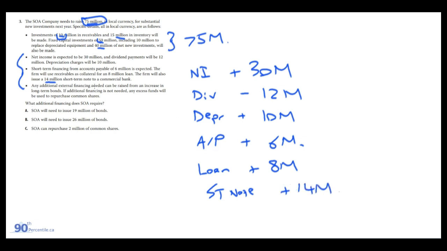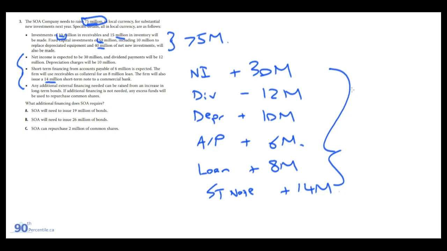Any additional external financing needed can be raised from an increase in long-term bonds. If additional financing is not needed, any excess funds will be used to repurchase common shares. So basically all we need to do is sum up all of this and see whether there's a difference between 75 and how much we need to issue in the event that we're short, or how much we can use to repurchase shares in the event that this is greater than how much we actually need.